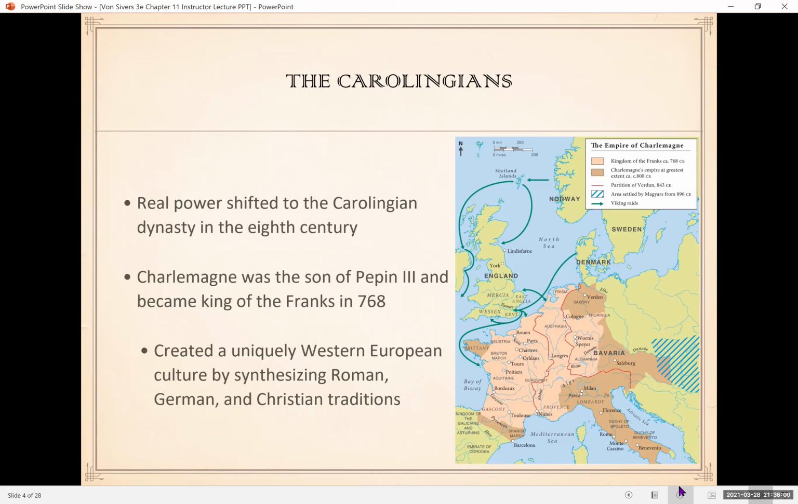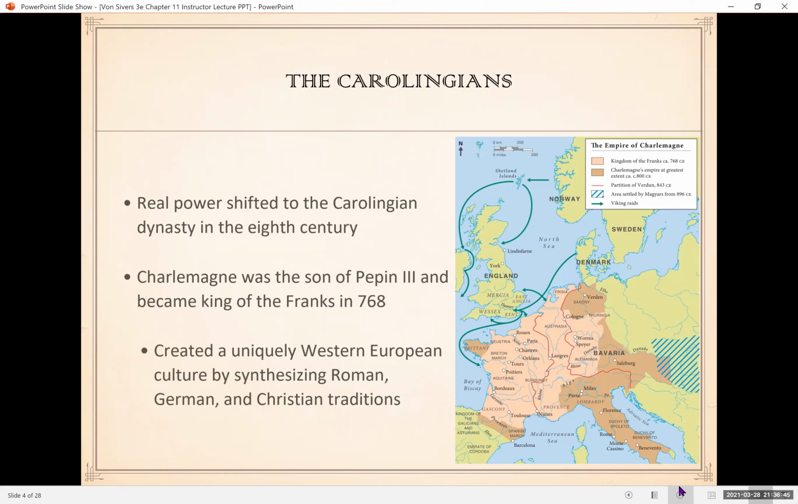However, eventually, the descendants of Charles the Hammer Martel, Pepin, or Pepin the Short, the son, will basically build up the case for making his family king. And eventually his son, Charles, or Charles the Great, or as the French call him, Charlemagne, will basically declare himself king. The Merovingian dynasty will have died out, and in comes a new dynasty, the Carolingian dynasty.